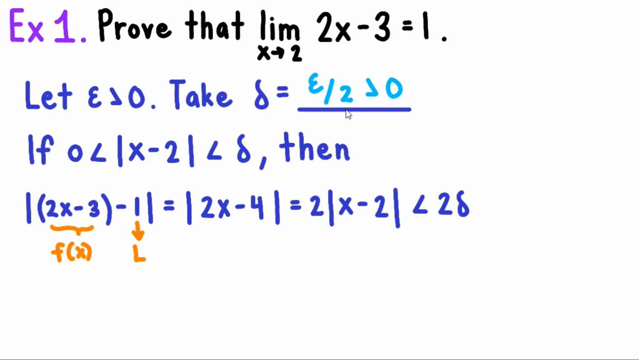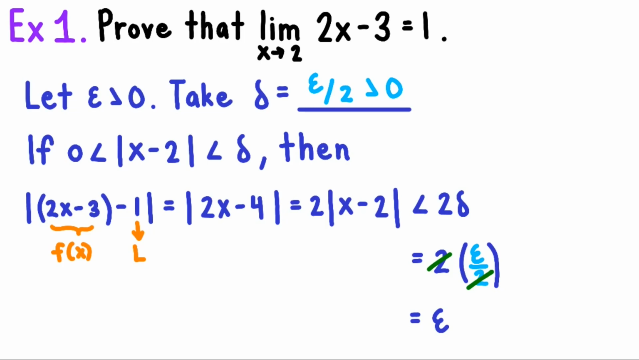Take note that epsilon over 2 is greater than 0 since we know that epsilon is greater than 0. If we divide by 2, this gives us epsilon over 2 greater than 0, which is still positive, so it matches what we want. So replacing delta here with epsilon over 2, we'll have 2 times epsilon over 2, dividing the 2's, and we'll be left with epsilon.